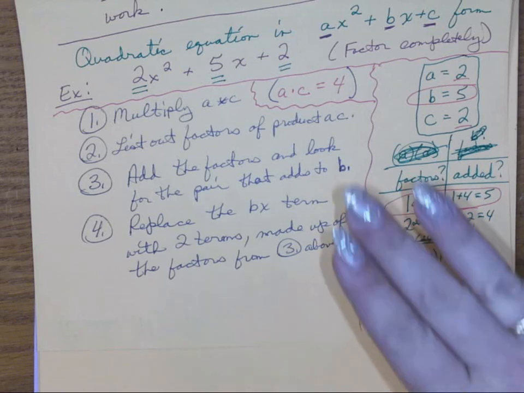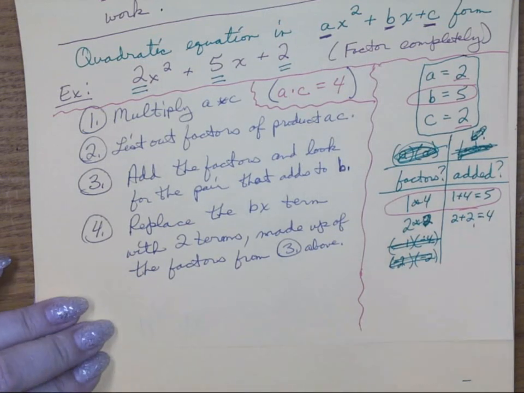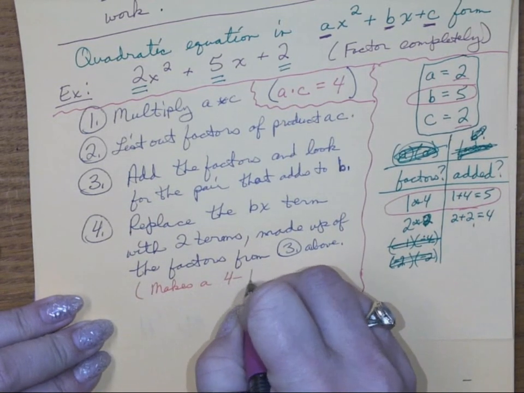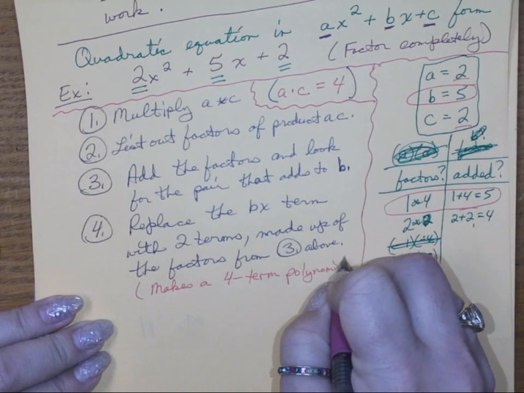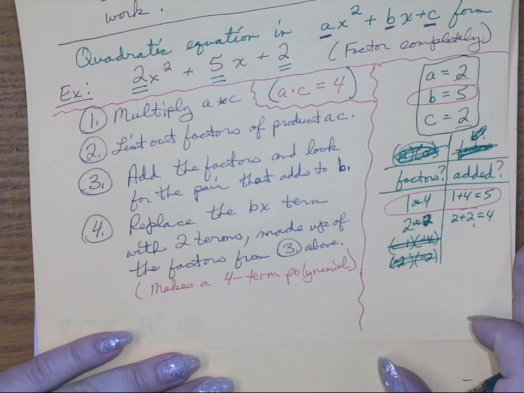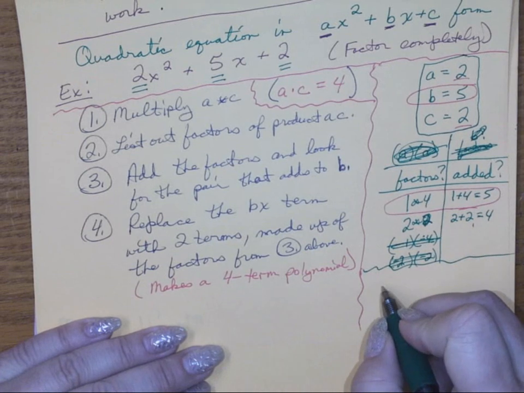I don't want to change the value of this quadratic expression, but I do want to take it and make it a 4-term polynomial instead of a trinomial. That's kind of the trick here. This makes a 4-term polynomial. You've got to be able to do that because in a minute we're going to factor by grouping. So let's use that here. Sorry, I'm running out of room here.